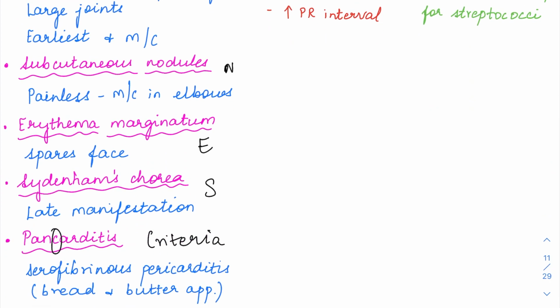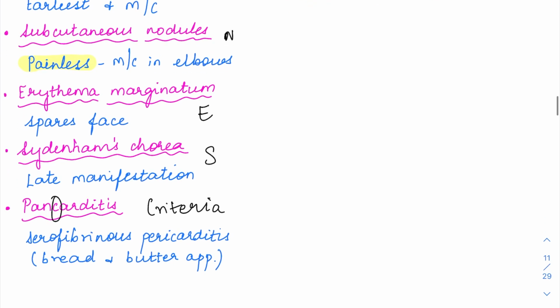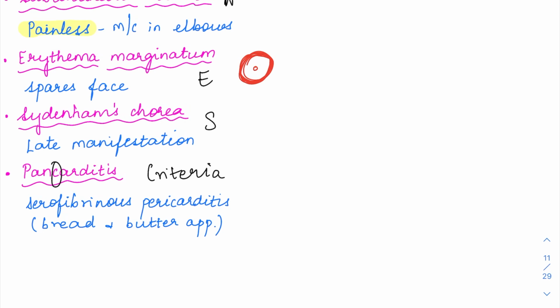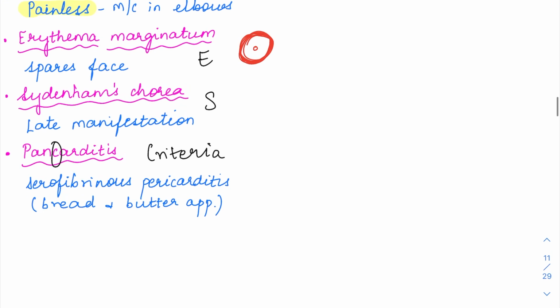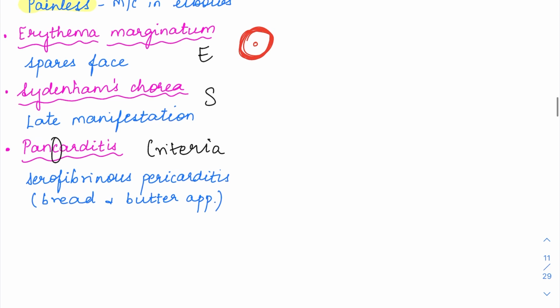Other than that, the patient can also have subcutaneous nodules. These nodules are again present near the joints, especially near the elbow, and these are painless nodules. Then we have erythema marginatum. It is a particular rash in which you see a peripheral darkened rim and a central pallor. So this kind of image will be seen in RHD, and it mainly involves the trunk and the arms, sparing the face. Then it can also present with Sydenham's chorea. Chorea, we all know, is an involuntary movement. That will be a late manifestation which we see in RHD.